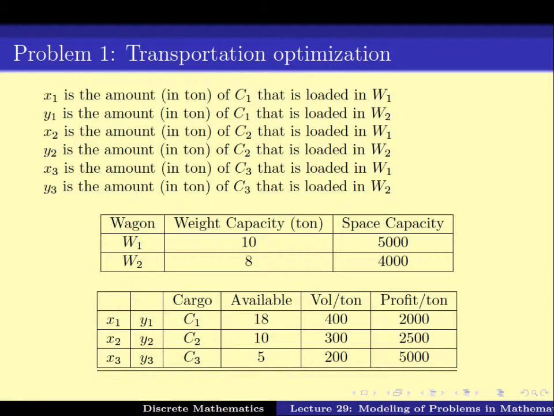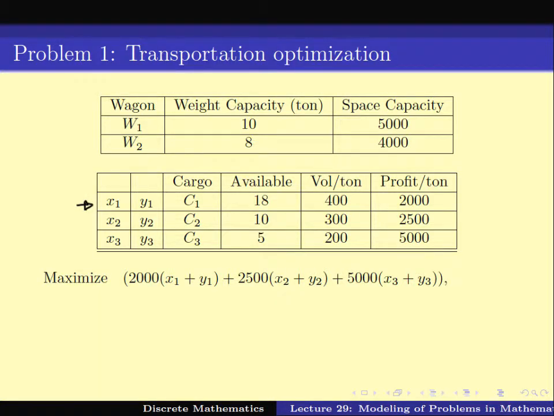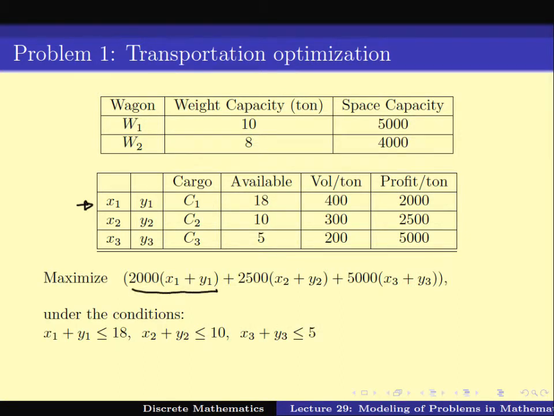and similarly x3 and y3. Now that this is done, we can quickly calculate, first of all, how much profit we have and also what the restrictions are, right? So what is the thing that we maximize? We maximize the profit. If I manage to ship x1 in wagon 1 and y1 in wagon 2, the profit is 2000 times (x1 plus y1). Similarly, for cargo 2 it is 2500 times (x2 plus y2), and 5000 times (x3 plus y3) for cargo 3.